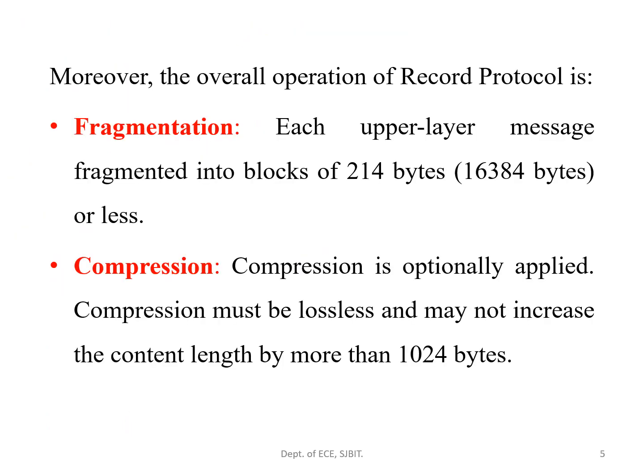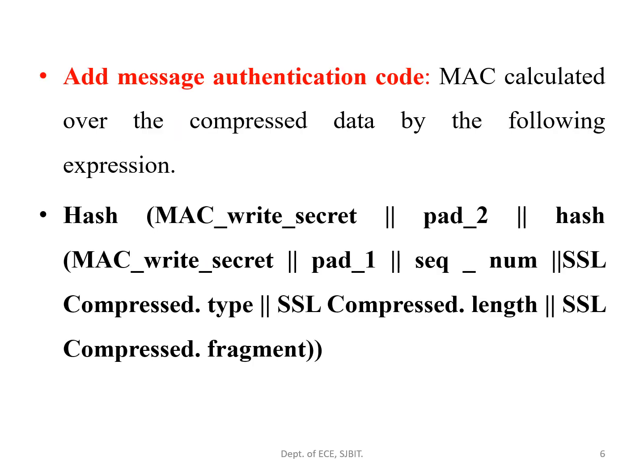The overall operation of the record protocol is as follows. First, fragmentation: each upper layer message is fragmented into blocks of 2^14 bytes, or 16,384 bytes or less. After fragmentation, we do compression. Compression is optionally applied. Compression must be lossless and may not increase the content length by more than 1024 bytes. Next is add MAC, where MAC is message authentication code.